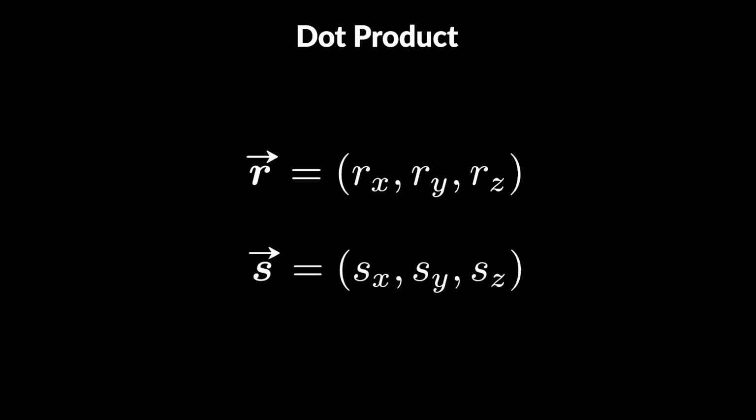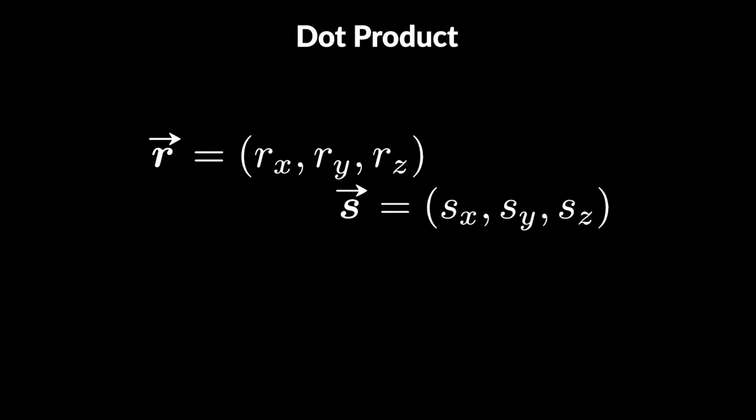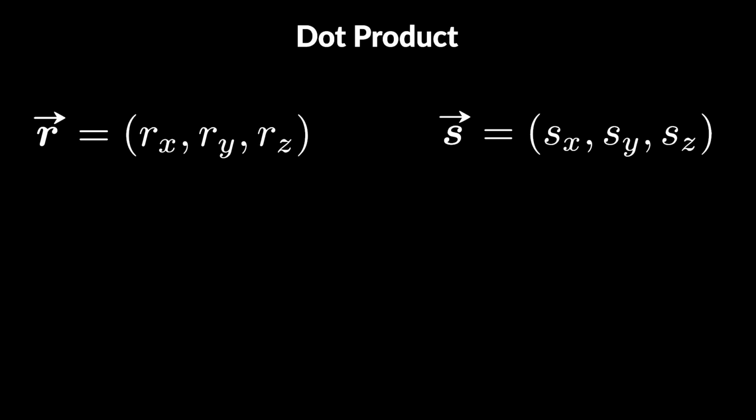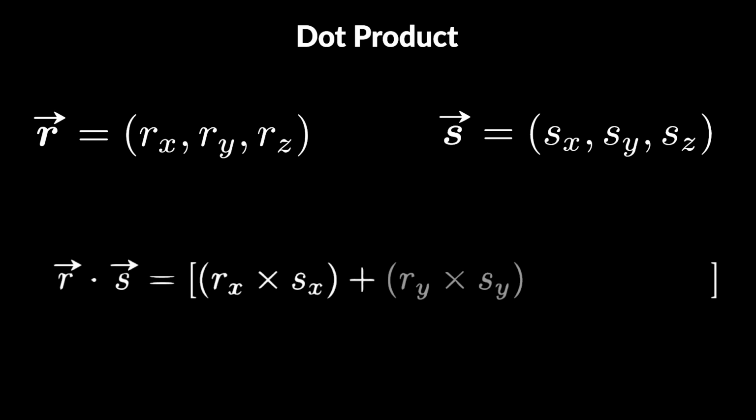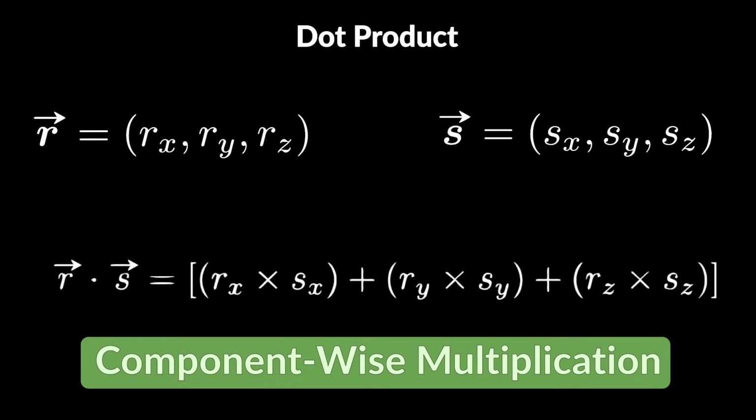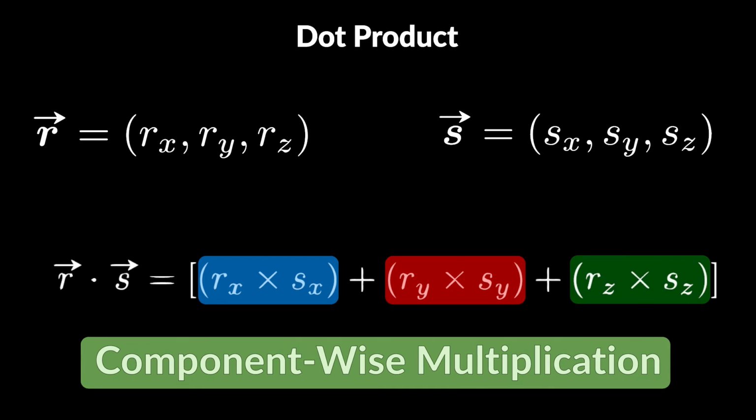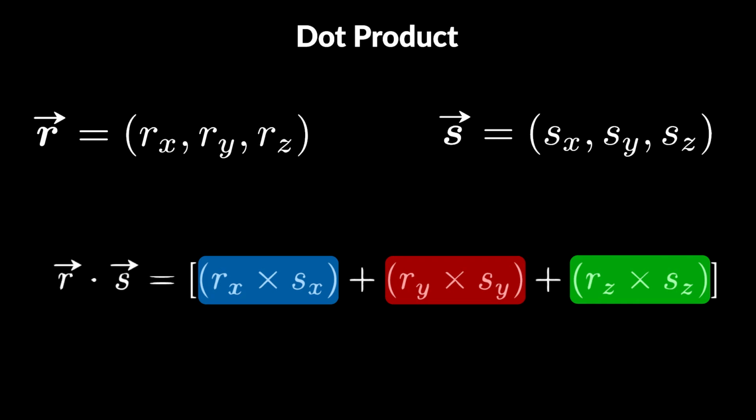So, starting with the dot product, if we take our 2 previous vectors, r and s, along with their x, y, and z components, then what we find is that the dot product between r and s is simply equal to rx times sx plus ry times sy plus rz times sz. Now, I hope you can see a bit of a pattern forming here, where the x, y, and z components are all grouped together when multiplied and then added together to give the single number. This is what's known as component-wise multiplication and then addition.